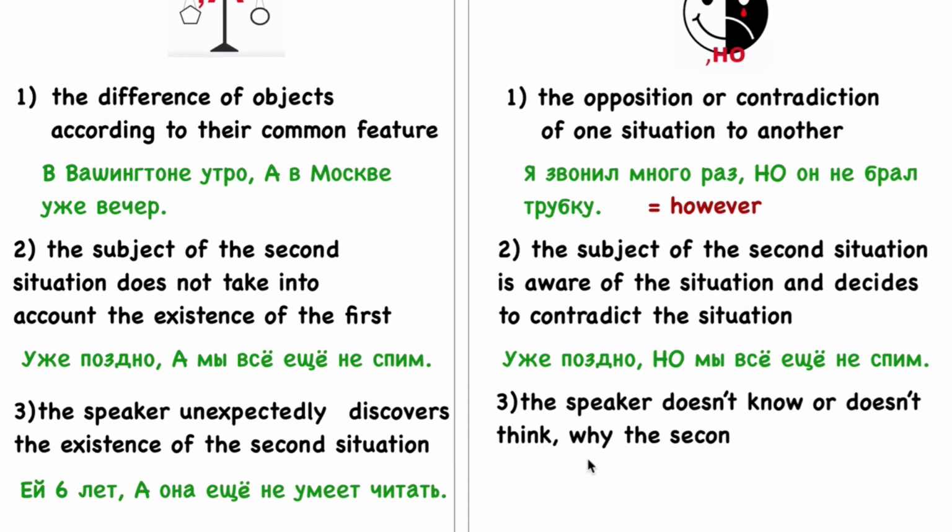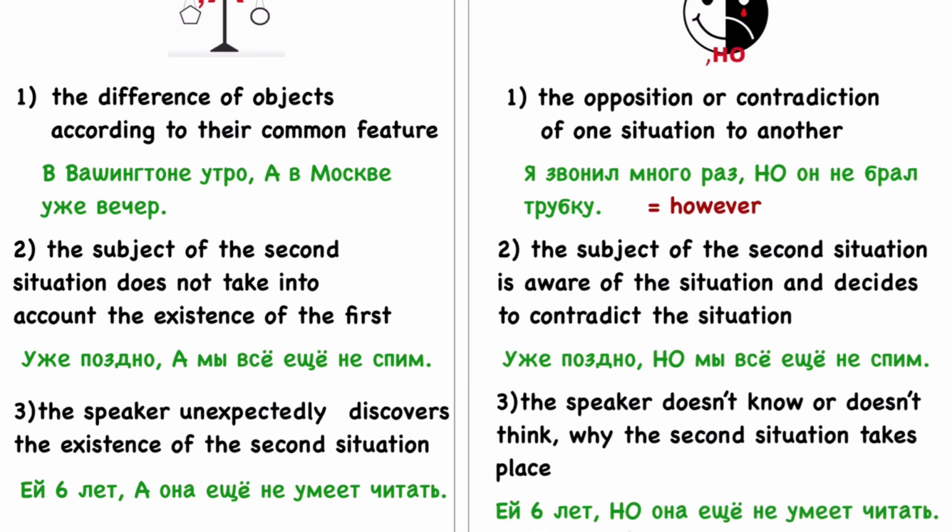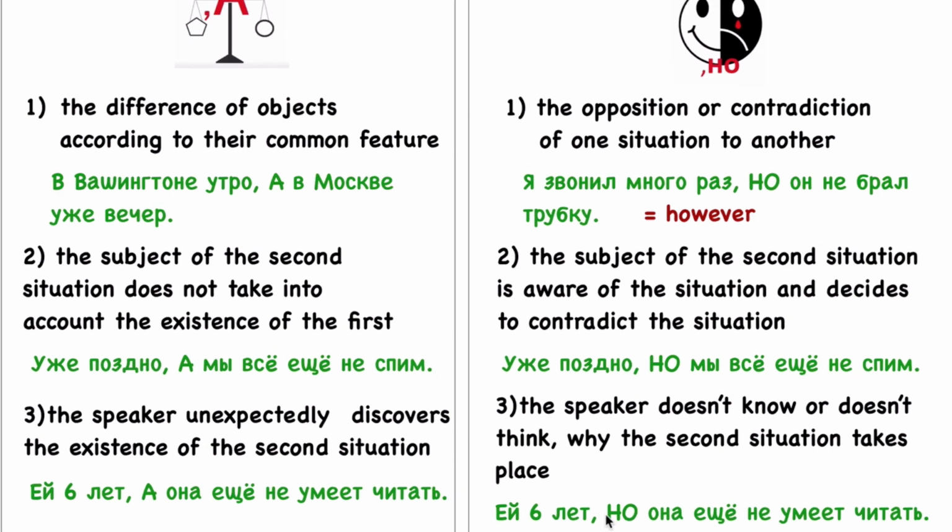Have a look at the different context. The speaker now does not know or doesn't think why the second situation takes place. And here we have the same sentence but with conjunction "но". Ей 6 лет, но она еще не умеет читать. The situation number 1: she's 6 years old. The situation number 2: she still cannot read. So I, as a speaker, do not know why this second situation takes place. Even though she's 6 years old, for some reason she should be reading, but she cannot read, and I don't know why.